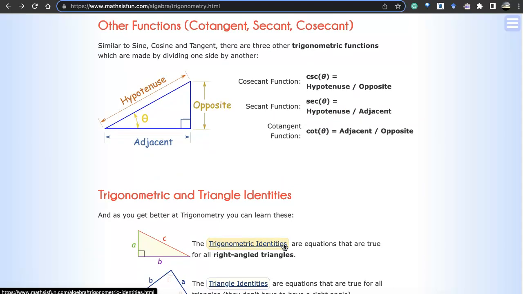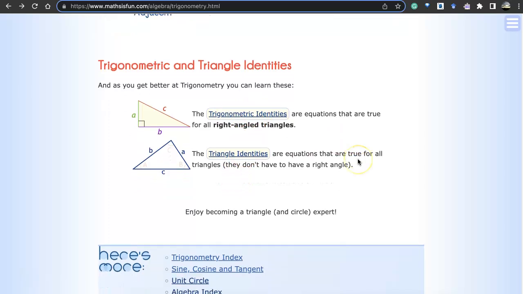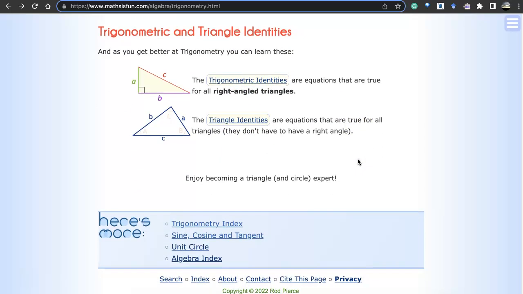Cotangent, secant, and cosecant. Notice these are reciprocals of other trig functions that we have, sine, cosine, and tangent. That's a little bit better defined in your textbook as well. And last, we have some trig identities, and you can learn more about those things here by clicking along these links. I believe that's everything for this particular section, so I'm going to scroll all the way back up to the top.